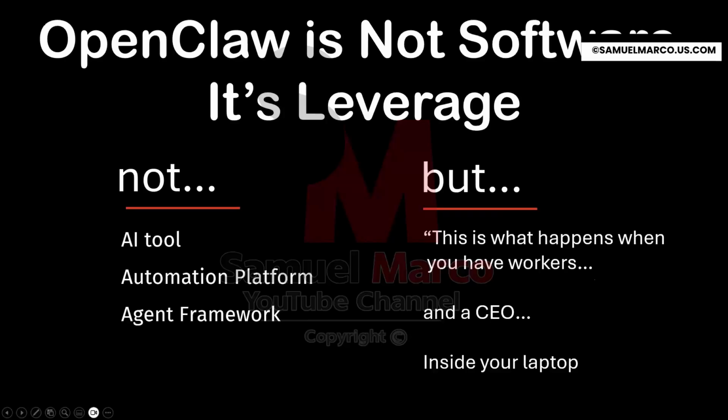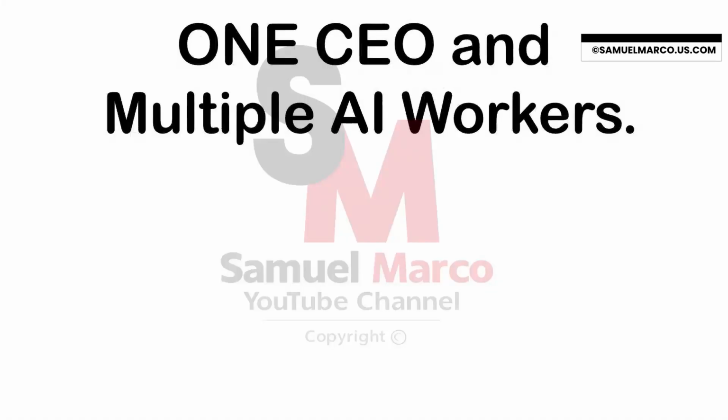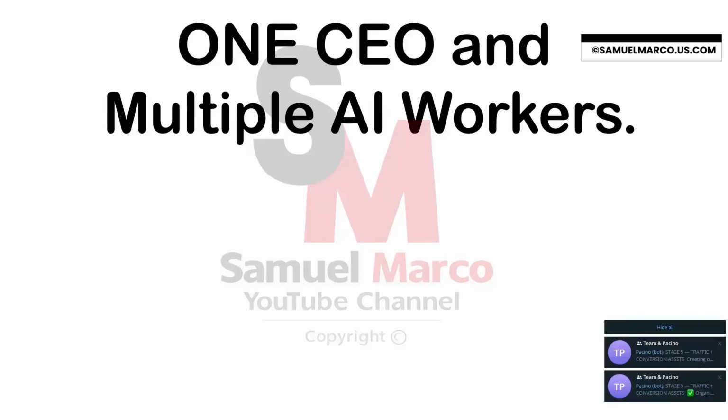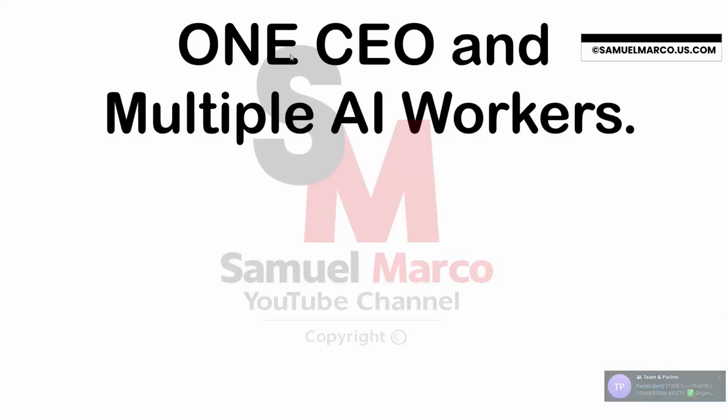And we'll talk about safety here in a little bit because it can be a little dangerous if you don't know what you're doing, right? So one CEO and multiple AI workers, as many AI workers as you want. And by the way, you're not the one going and setting up these AI workers and all this stuff. Your CEO is doing all this stuff. And your CEO is OpenClaw.